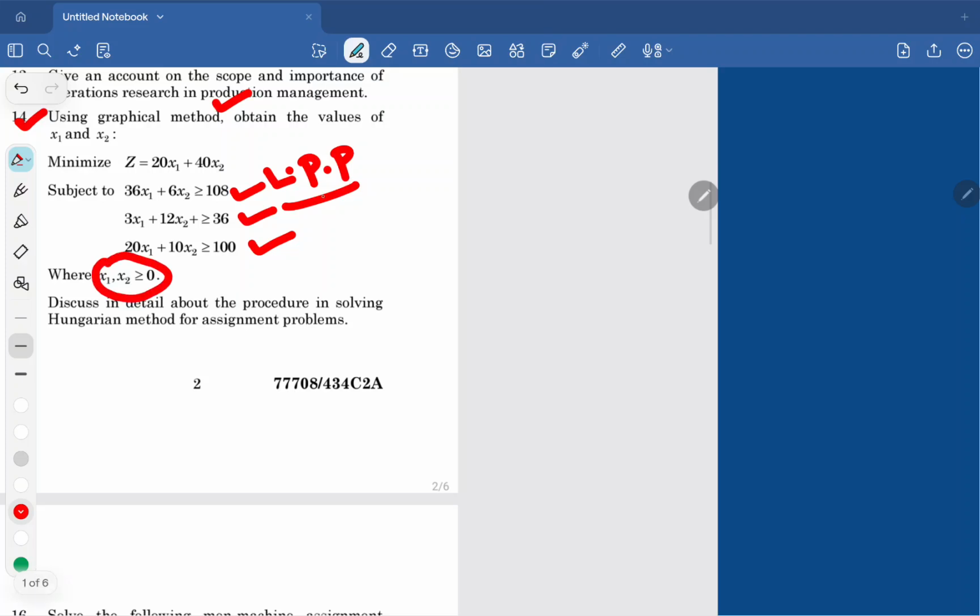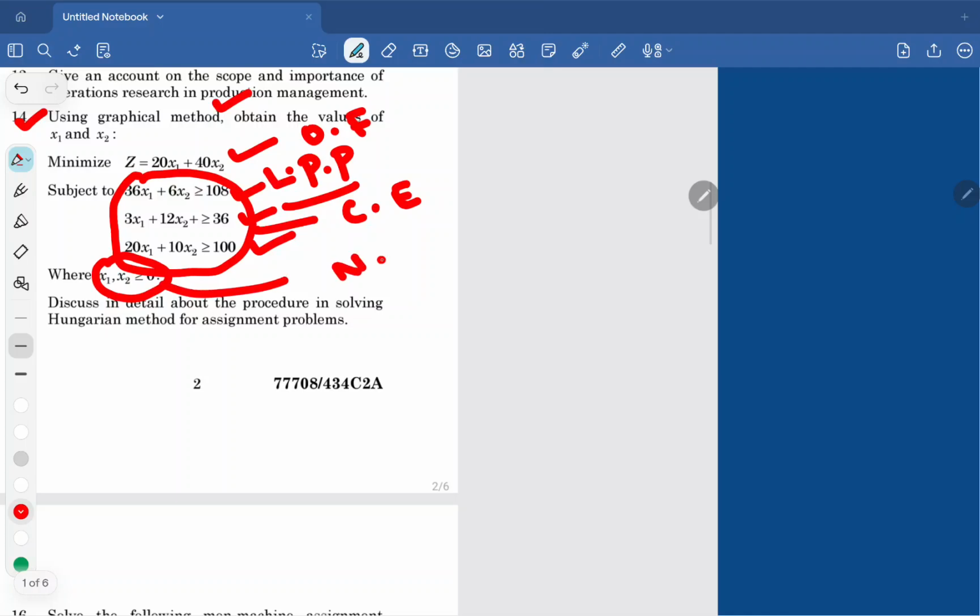If you study LPP, that is linear programming problem, this minimize z we call the objective function. These three inequalities we call the constraint equations. This one is the non-negative constraints. What is given?